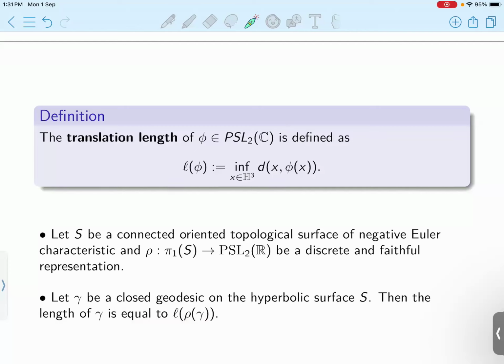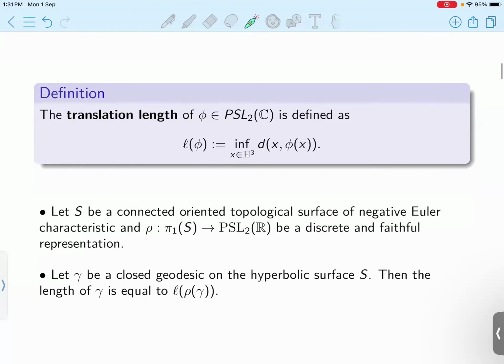So whenever I say translation length, at the back of your mind, you can think of this as the length of some closed curve, but definitely that happens in a good enough situation.